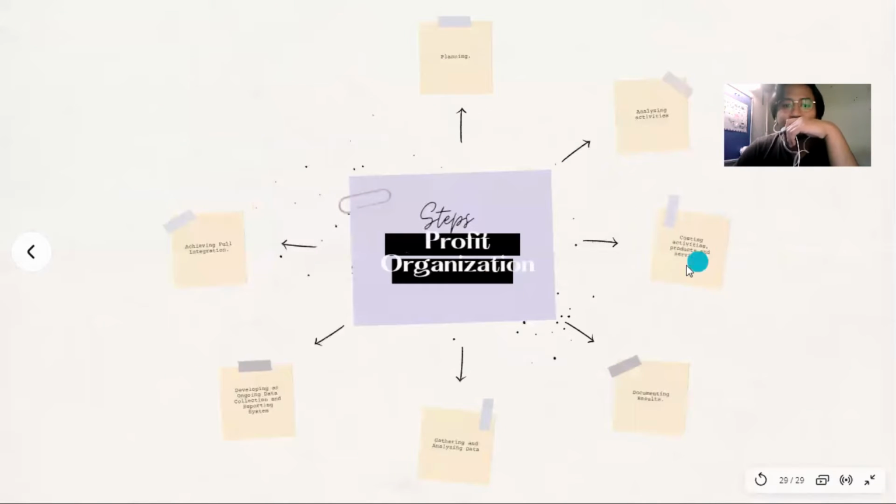So for the next steps, for profit organization. We have a lot of business models: banking services, financial services, business product, and so on. Each business model has a different way to implement the ABM system. But these are the core steps that will be applied for each different field of business model. There are planning, analysis activities, costing activities, documenting result, and so on. Each of these is explained in the essay.